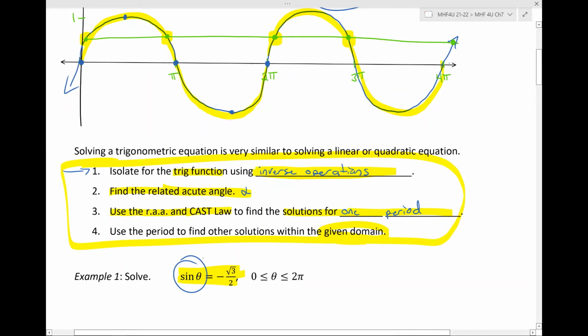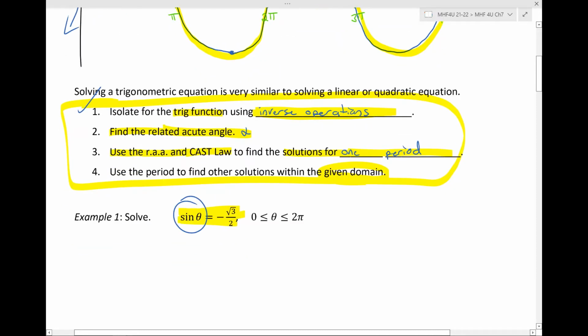So if we're trying to isolate it, that means we need the sine of theta to be all alone on its side of the equal sign. Well, hang on, already that's done for us. All right, so this very first problem, we don't even need to isolate. They did that for us. Well done, lesson makers. All right, now we need to find the related acute angle.